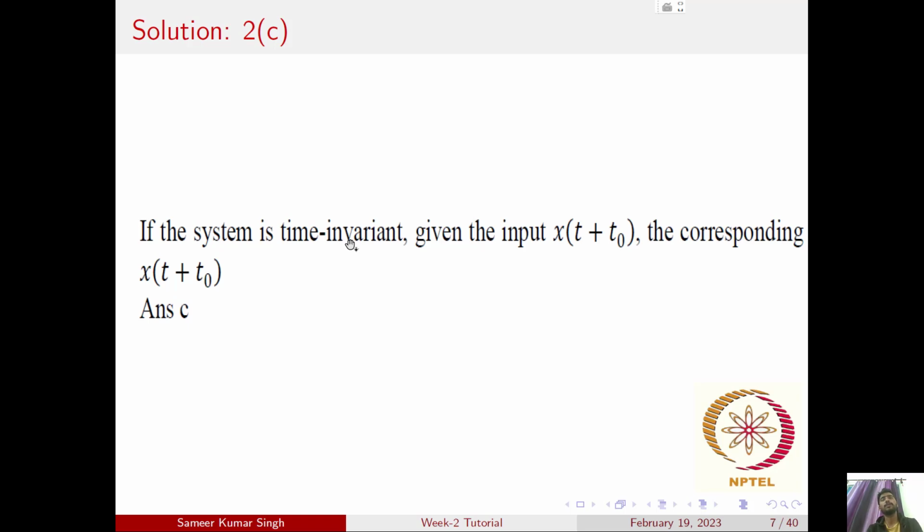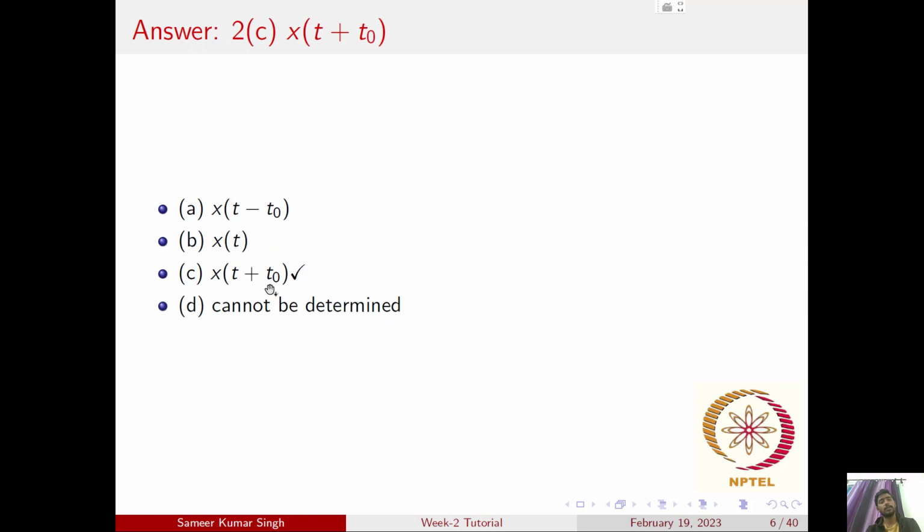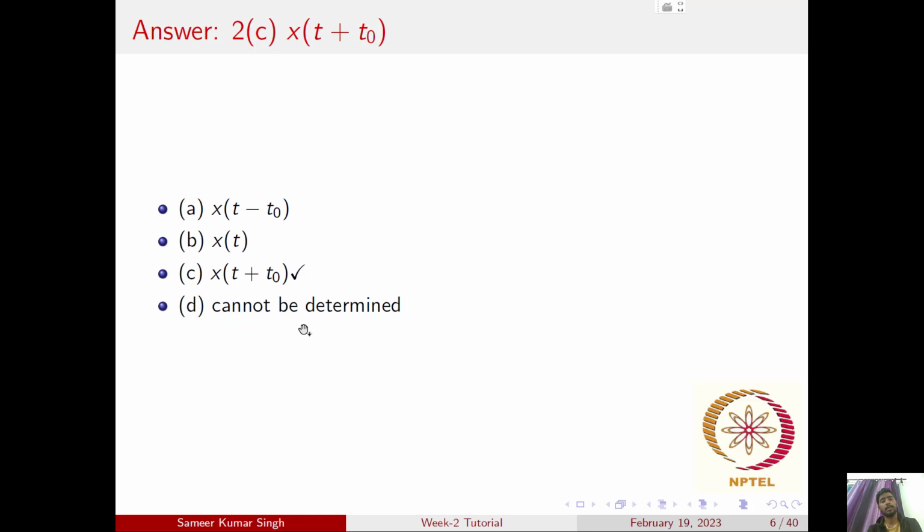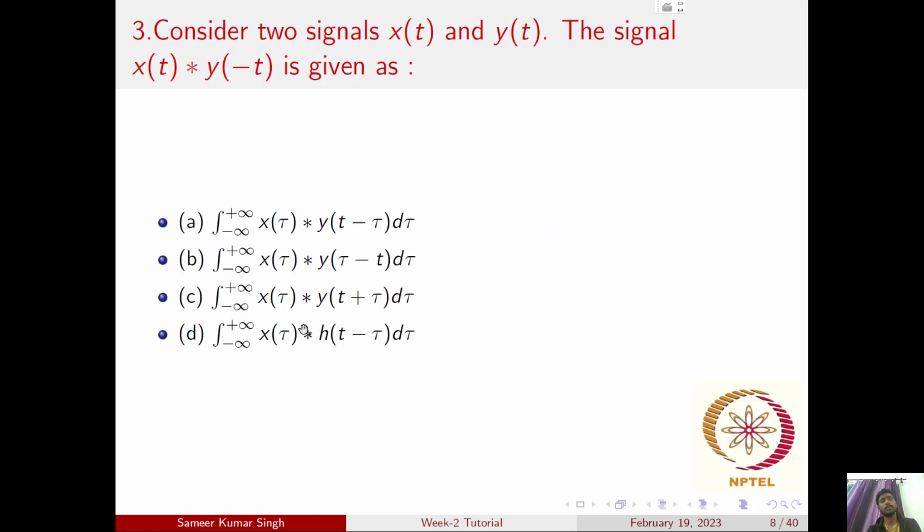If we shift the input signal by t naught, then whatever output we get, we will get it shifted by t naught at the output signal as well. So it will become y(t plus t naught), because we are shifting the input by t naught. So the corresponding output will be that. That is the answer.